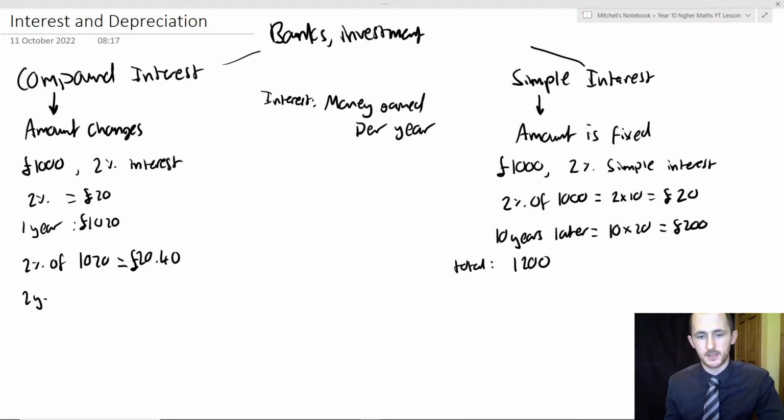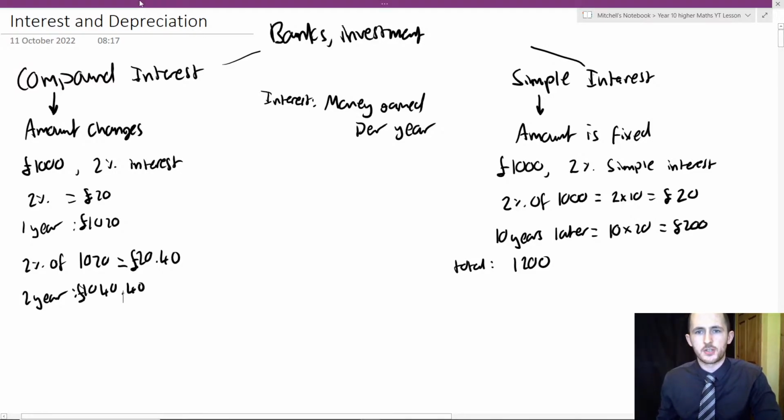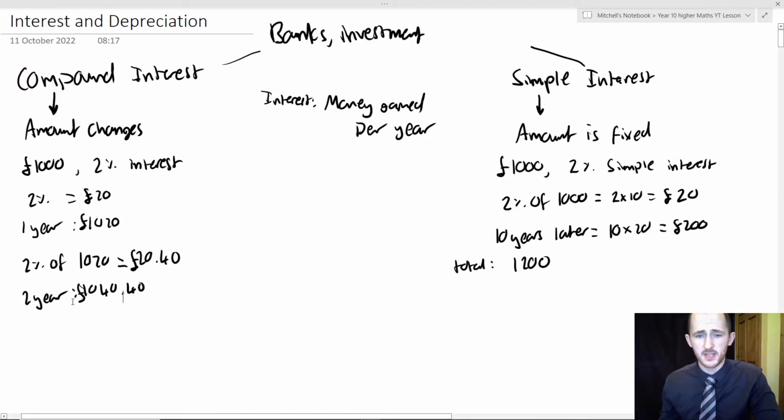So in the second year, you now have £1,040.40. And then to work out the third year, you do the same thing. You take 2% of £1,040 and 40 pence and add that on, and so on. So the amount you get increases every single year. That's pretty tricky to work out, right? If I asked you, after 10 years, how much do I have? You don't want to do this 10 times. It would take forever.